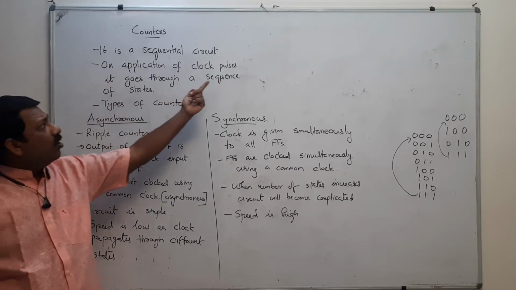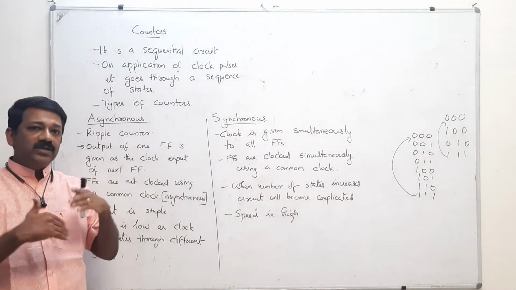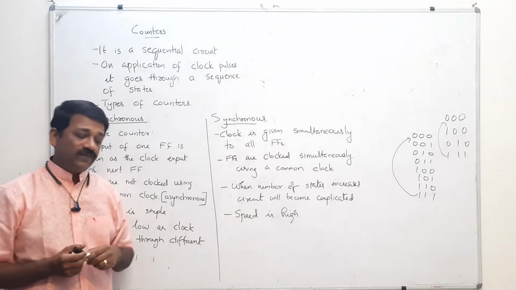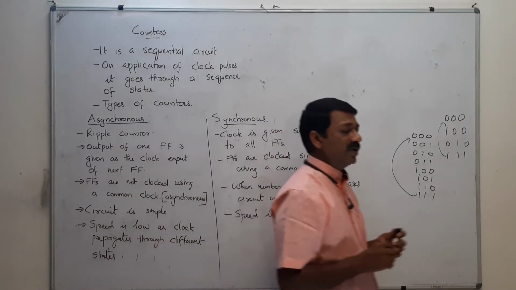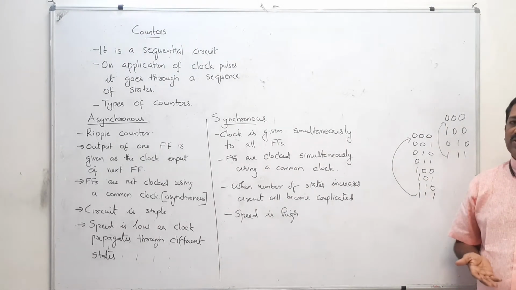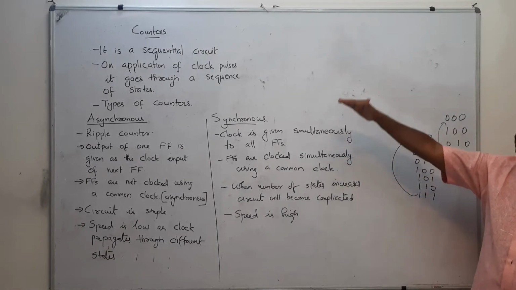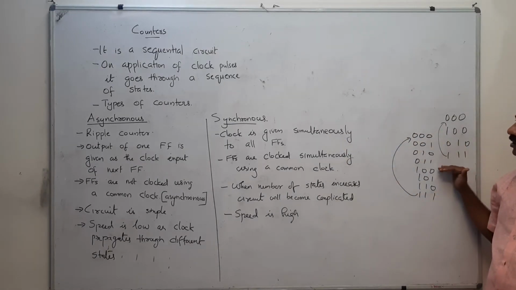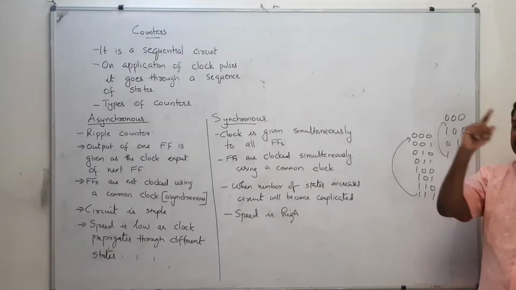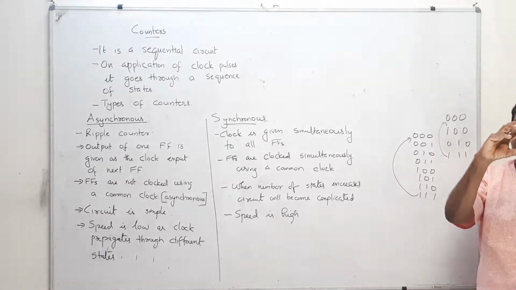On application of clock pulses, it goes through a sequence of states. That means after applying each clock pulse, if you are giving an excitation to a flip flop using a clock pulse, it either stays in the same state or it is switching to some other state. Okay, that depends. So this is an example of a counter, and we can have life cycle stages of a counter. That means initially you have a condition.